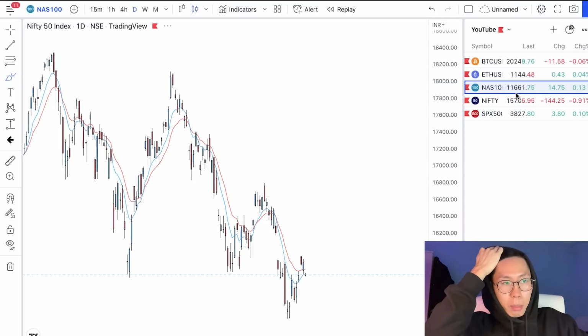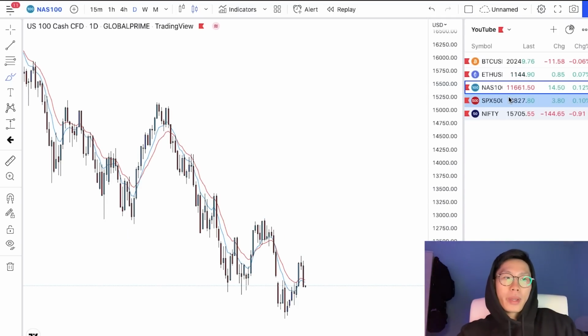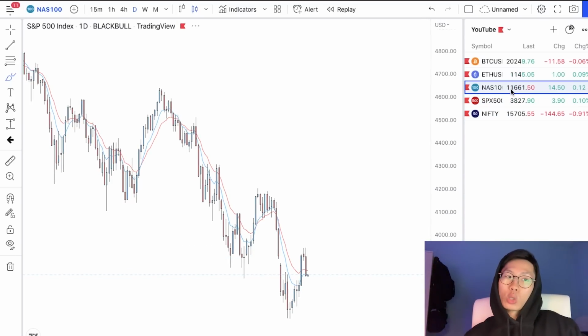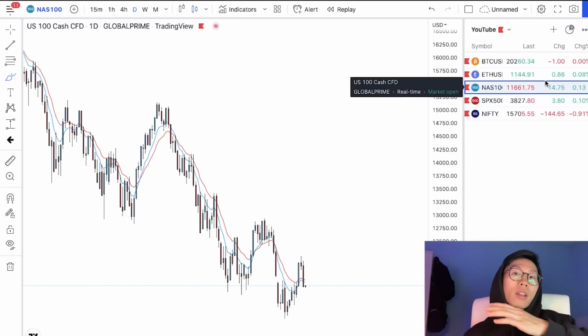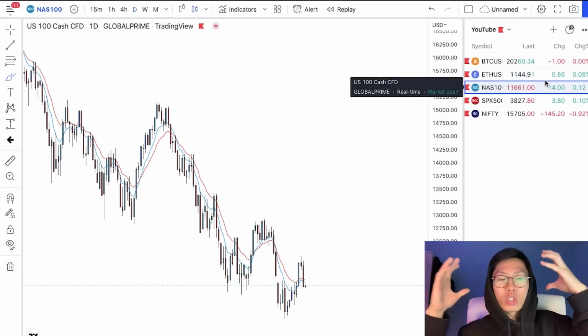So next, let's look at some indices, NAS 100 and the SPX 500. These two indices represent the stock market in general, like it just represents the stock market as a whole.